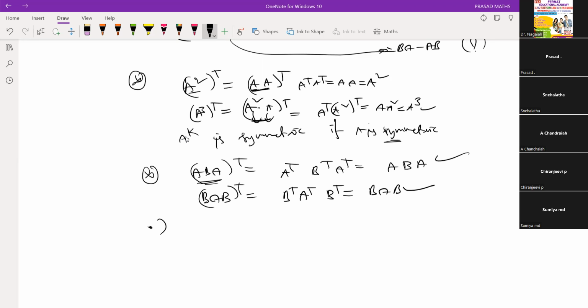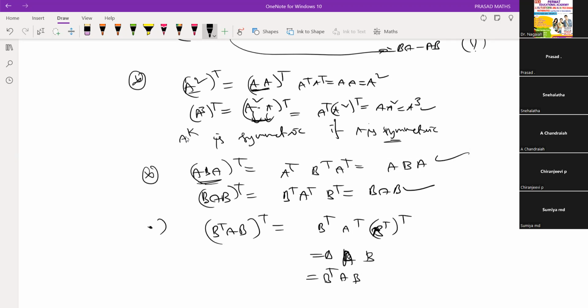Next, suppose you take B transpose A into B, whenever A and B are symmetric matrices. What about this? B transpose A B whole transpose is B transpose, A transpose, B transpose whole transpose. B transpose is B, A transpose is A. You can keep this as it is. So B transpose A B whole transpose is equal to B transpose A B. Therefore, this is a symmetric matrix.